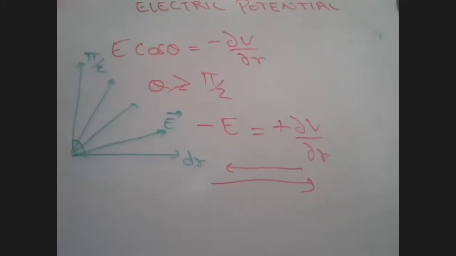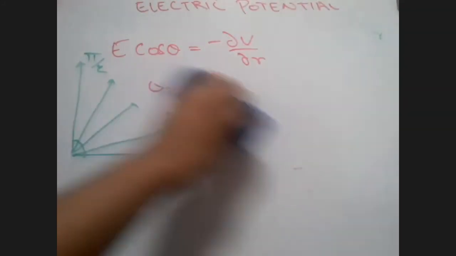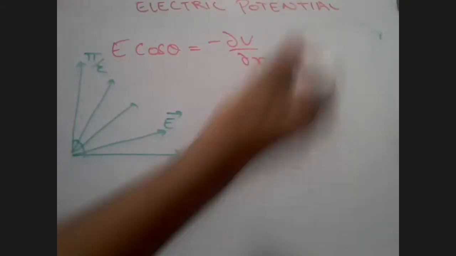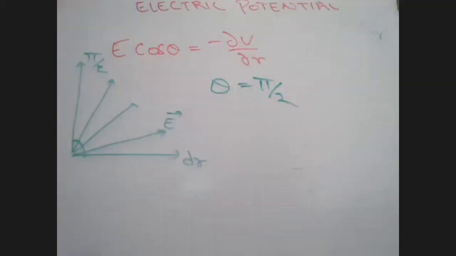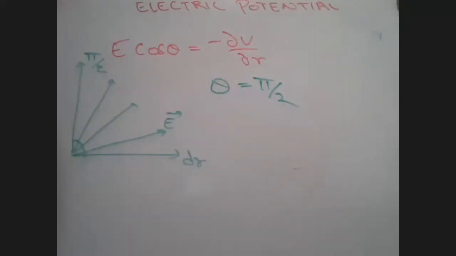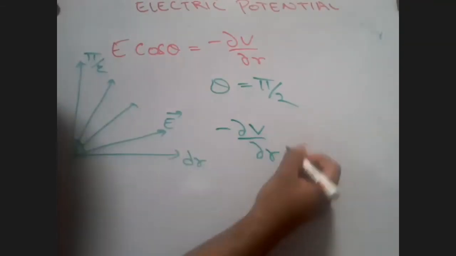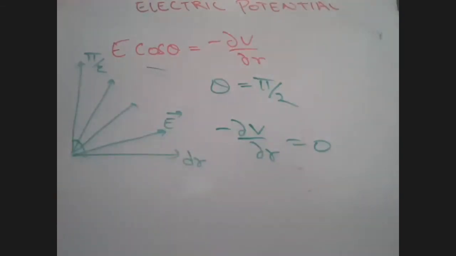Third case, let's do a third case. Let's say theta is exactly pi by 2. This is important. Theta is pi by 2. What is cos pi by 2? 0. That means minus dV by dr is 0. Am I right? Minus dV by dr becomes 0.